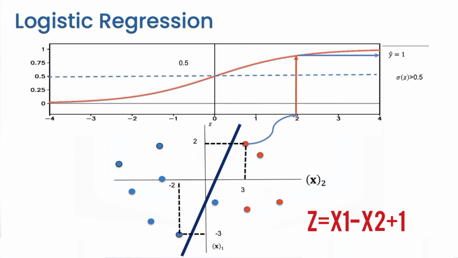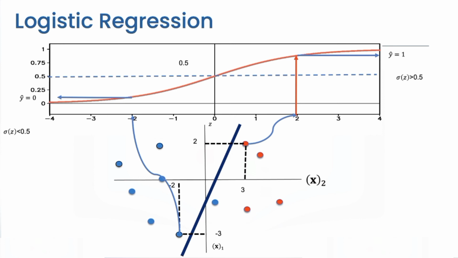Similarly, if we plug in the value of x as -2, -3, the value of z is -2. We pass the value through the sigmoid function. We see the result is less than 0.5, so we set y hat to 0.